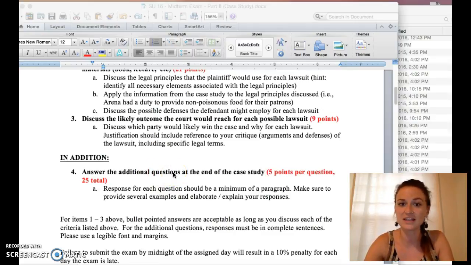After you have done these elements for every lawsuit, okay, every lawsuit, you will respond to the additional questions at the end of the case study. They're more practical application questions, and if you can write a minimum of a paragraph for each question, that would be a minimum expectation. Try and be thorough and comprehensive in your responses. Really think about how to respond to those questions and present a lot of ideas.